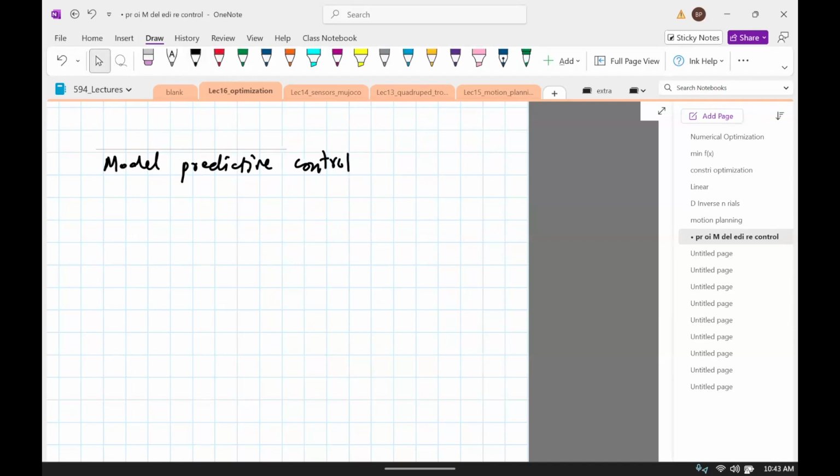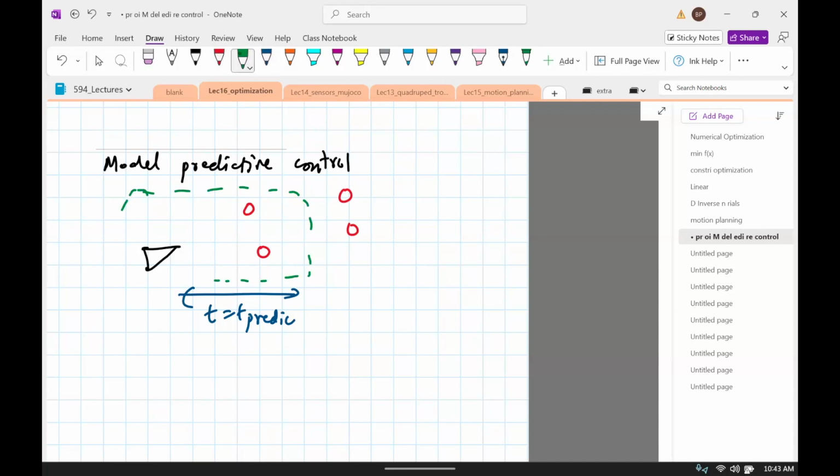It basically does the following. If you're here and there are, say, obstacles, it will take a time window. So let's say our time window is this; over this time, it only sees these obstacles. So it will plan based on those obstacles. After some time, when the robot reaches here, there's a new time window, which will be this one.